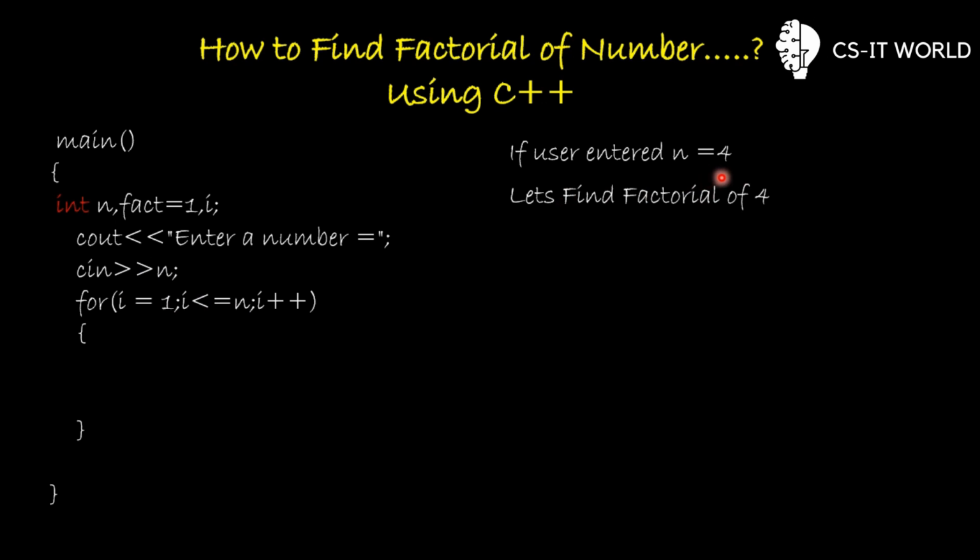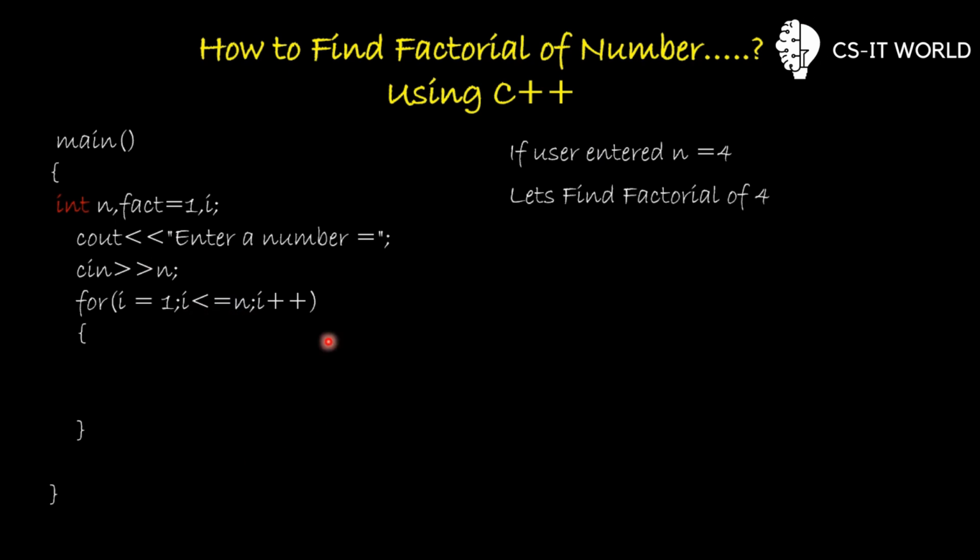According to this condition, this loop will rotate until the 4th time. Why? Because it will rotate 4 times, because i is less than or equal to n. Until and unless i is less than or equal to n, this loop will rotate, and after that the incrementation part. So we will see how we can implement the logic.